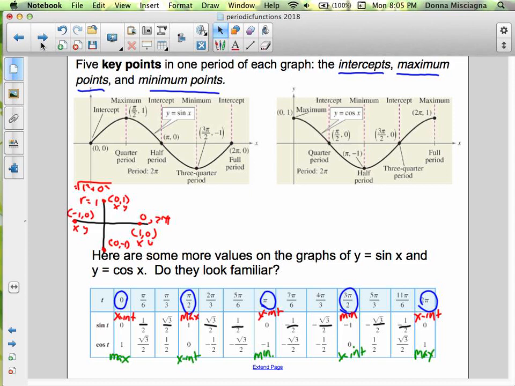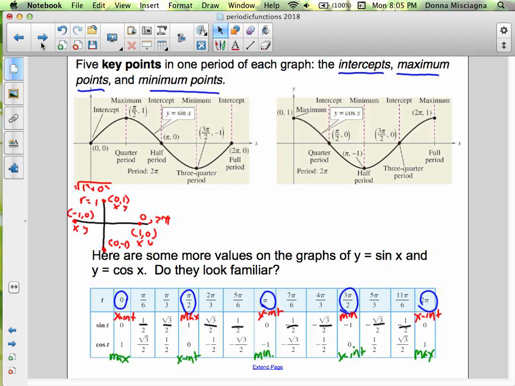However, 1s and 0s are pretty easy to graph. And those are the ones we're going to stick with, especially as we transform our graphs. We're going to stick with our maximums, our x-intercepts, and our minimums. That's going to be our 5 key points. So sine has 3 x-intercepts, a max and a min. That's its key points. And cosine has 2 x-intercepts, 2 maximums, and 1 min. Let's see where they're located.